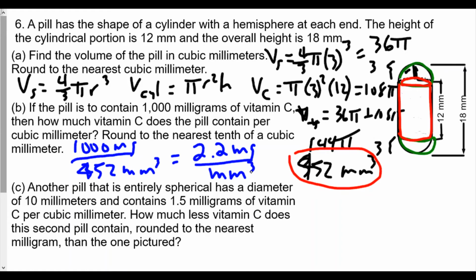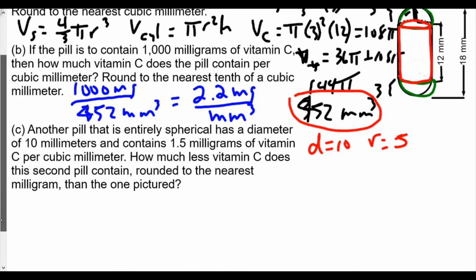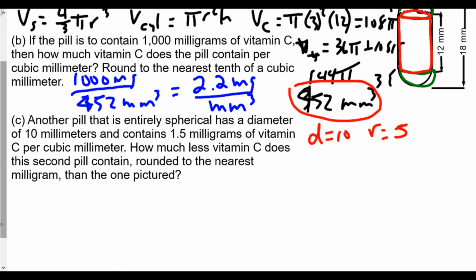Okay, so we have a spherical pill with diameter of 10 millimeters. Therefore, in this case, if our diameter is equal to 10, then our radius is equal to 5. All right, and so it has 1.5 milligrams of vitamin C per cubic millimeter. So we need to find the cubic millimeter and then multiply by 1.5. So then we compare, in this case, the difference. So the volume of the sphere is 4/3 pi times 5 to the third power. Okay, and so let's find that.